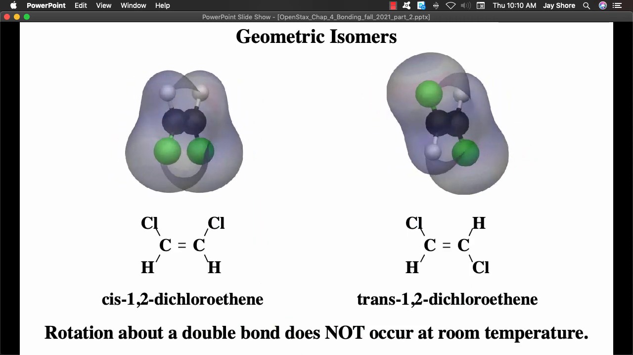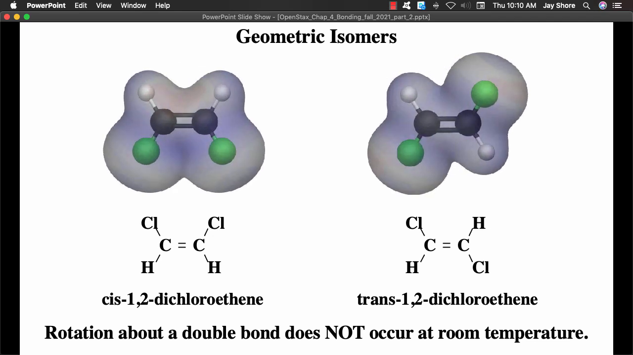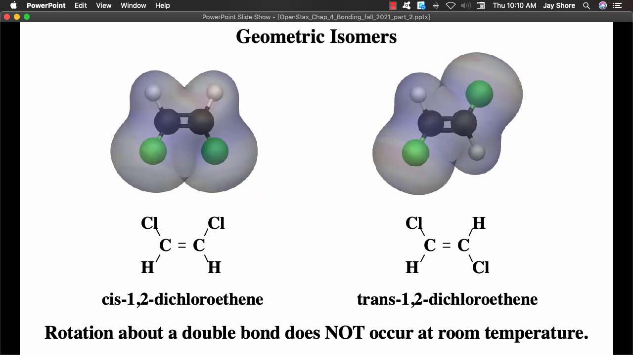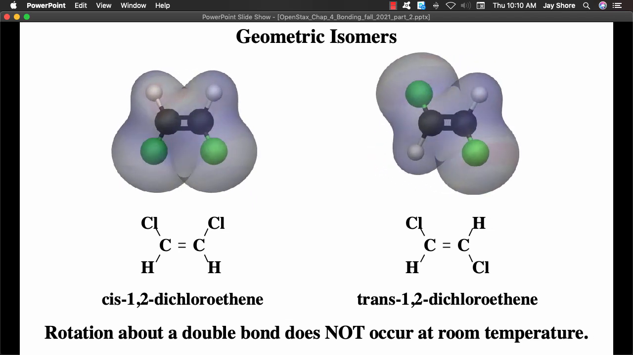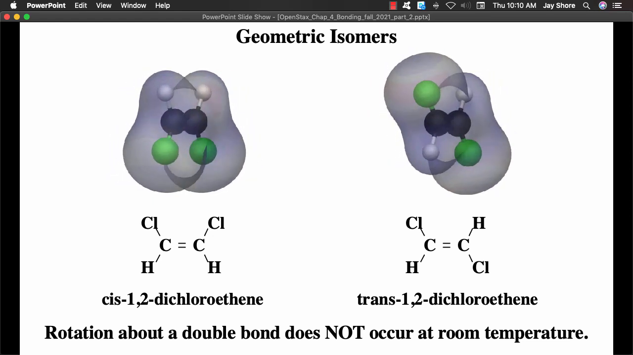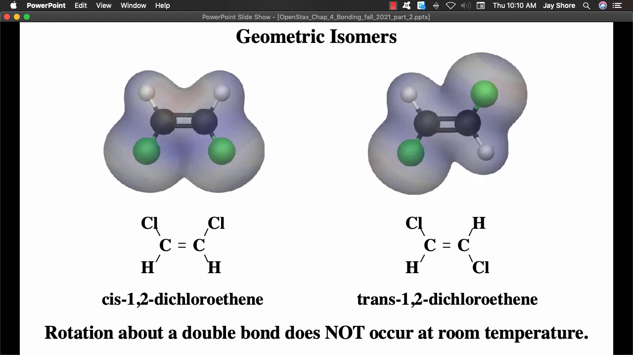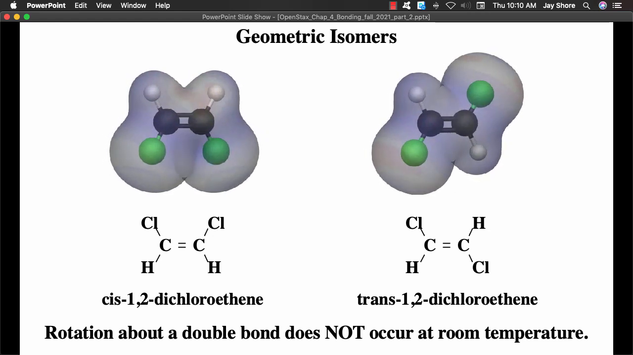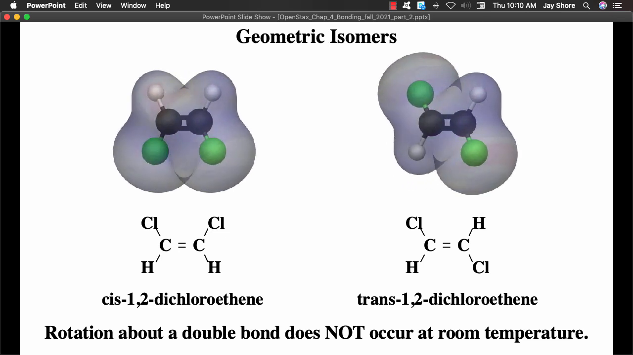And so the movie mentioned that you do not easily rotate about a double bond. At room temperature, there is no rotation about a double bond. So when you have the double bond, you actually do have 2 sides of the molecule. For the molecule on the left, the chlorines are on the same side, and so we'd refer to that as a cis molecule. The molecule on the right, the chlorines are on opposite sides, and so that would be trans.